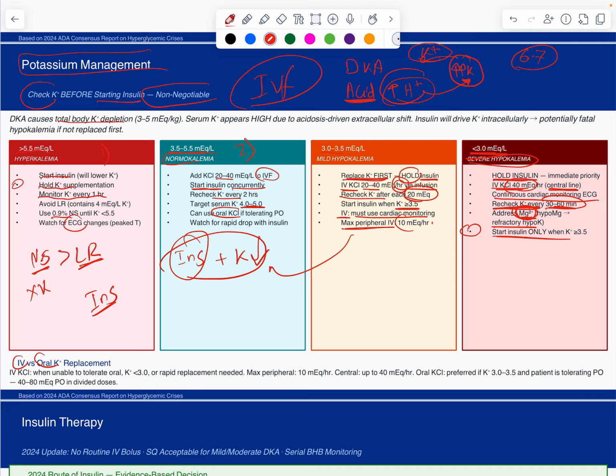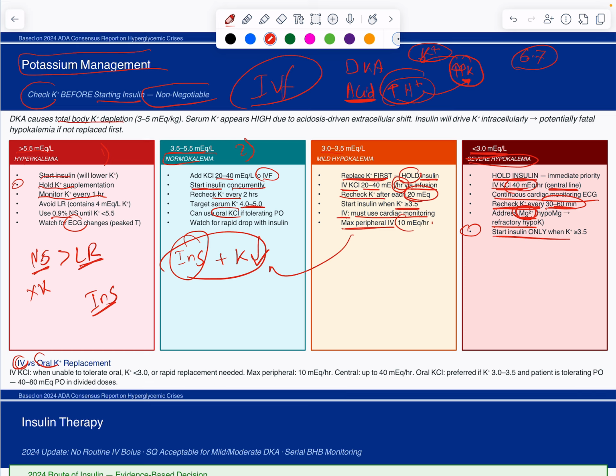To replace potassium, you have two ways, IV versus oral. So, of course, if the patient is not tolerating oral, you have to give IV, but usually oral is preferred if the patient is tolerating. If there's severe hypokalemia or you are suspecting any arrhythmia that's caused by the hypokalemia, then IV potassium will be much preferred.